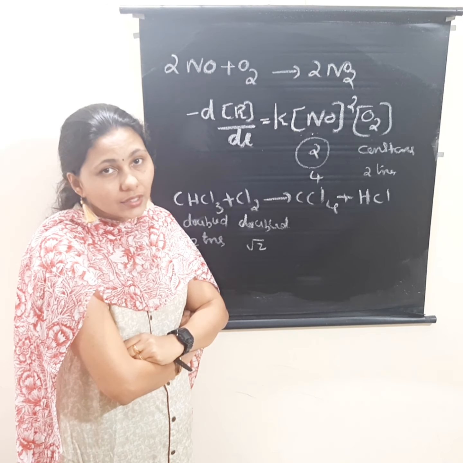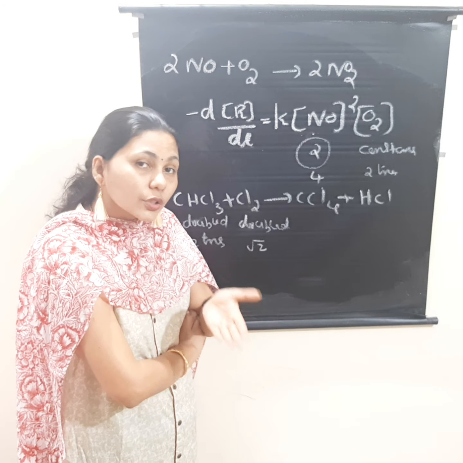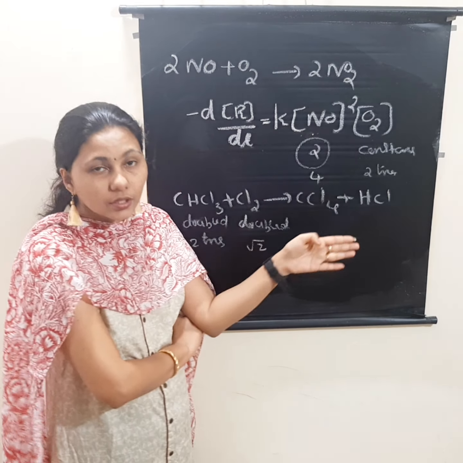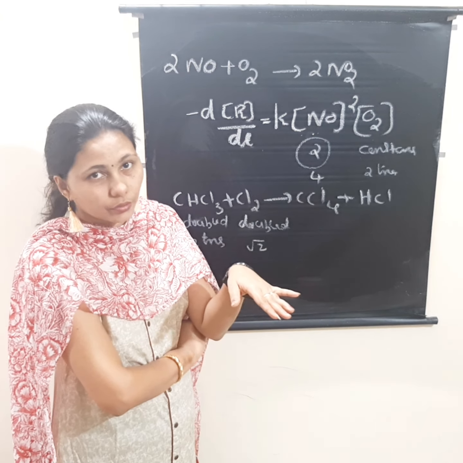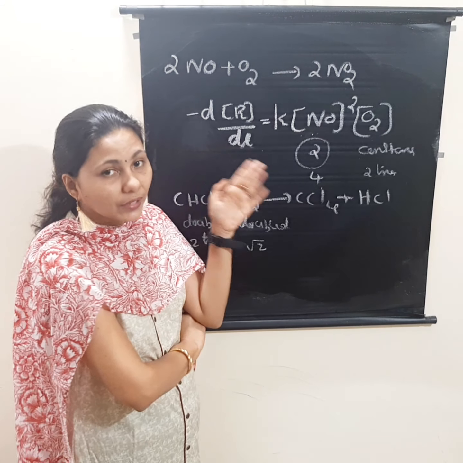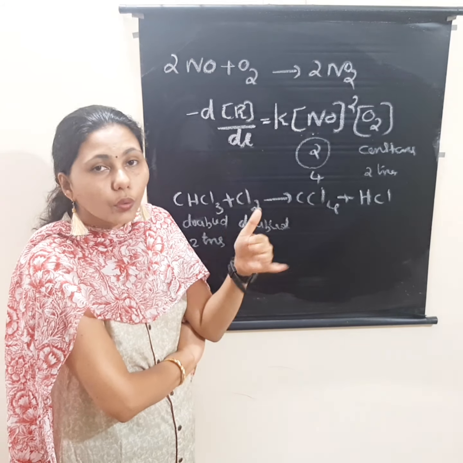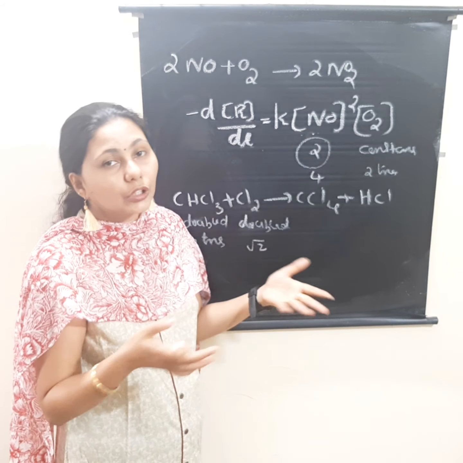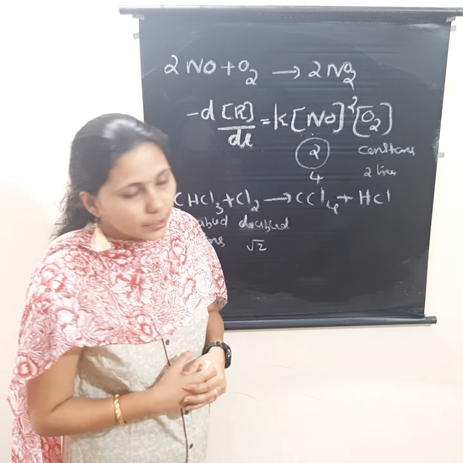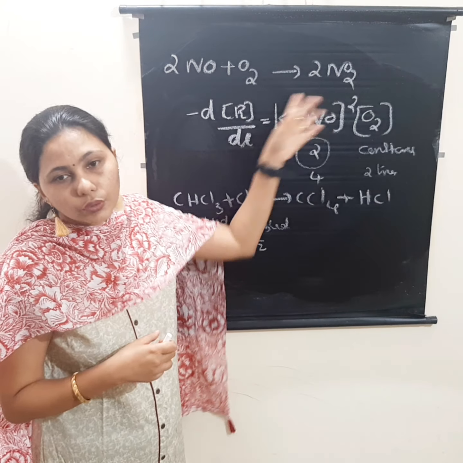So how can we identify whether the stoichiometric coefficients are equal to the exponents or not equal to the exponents? We have to apply the differential rate expression to particular examples, and I will explain how to identify whether the stoichiometric coefficients are equal to the exponents or not. So, consider the equation 2NO plus O2 gives 2NO2.